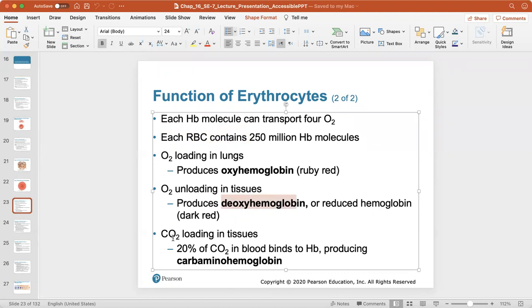Carbon dioxide loading in tissues: 20% of carbon dioxide in the blood binds to hemoglobin as well, to help in the transport of the waste carbon dioxide back to the lungs. And that produces what we call carbaminohemoglobin.